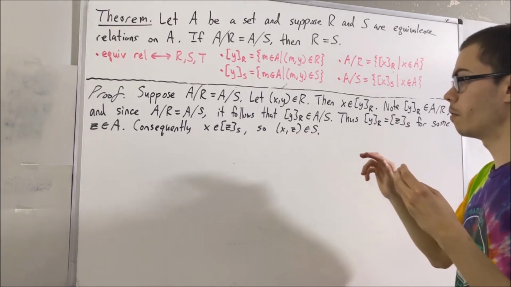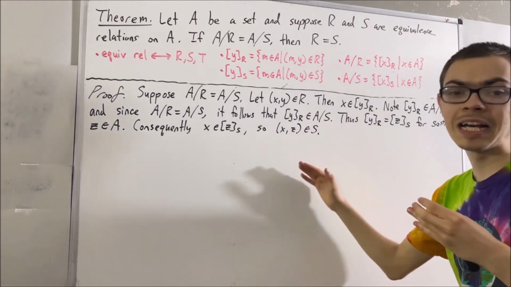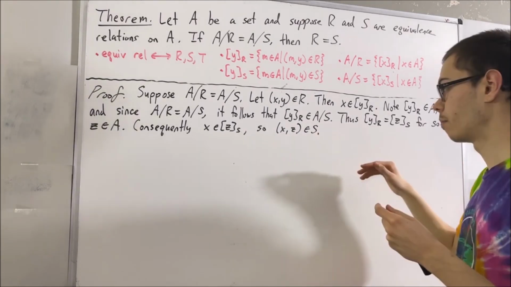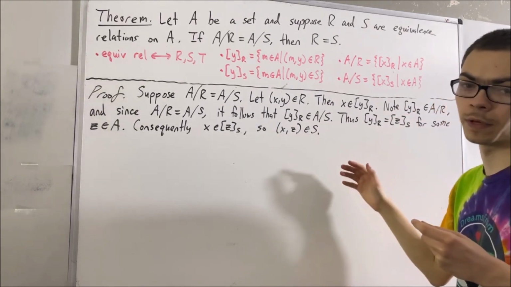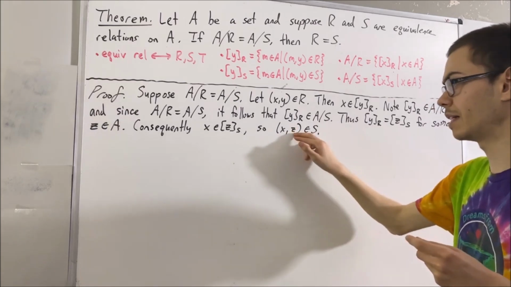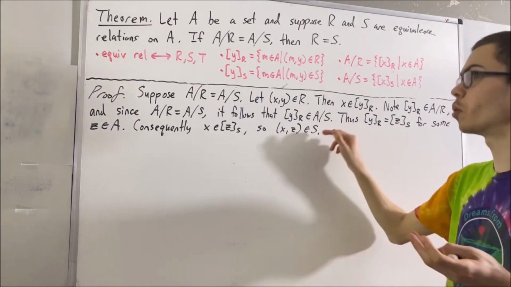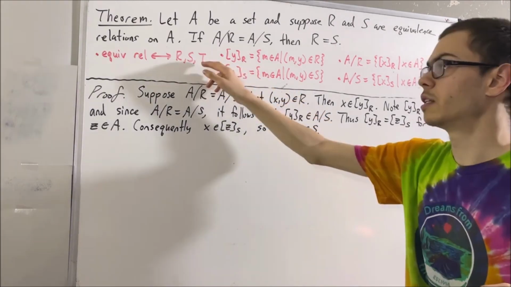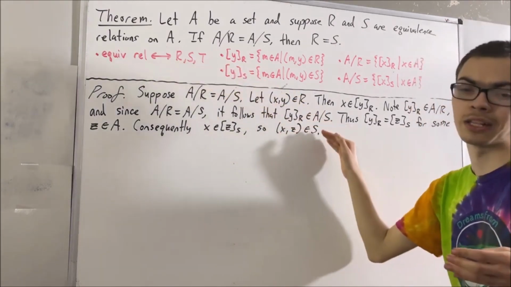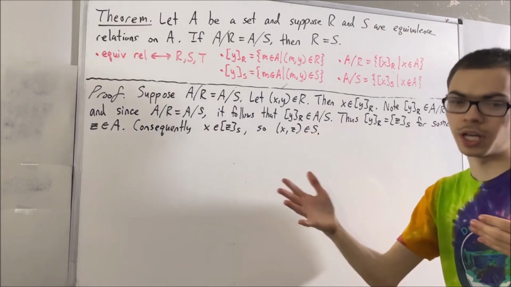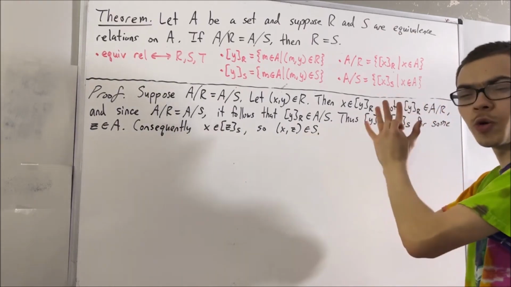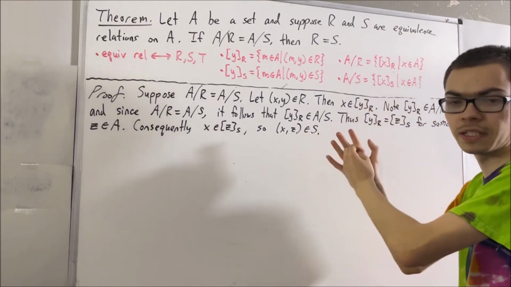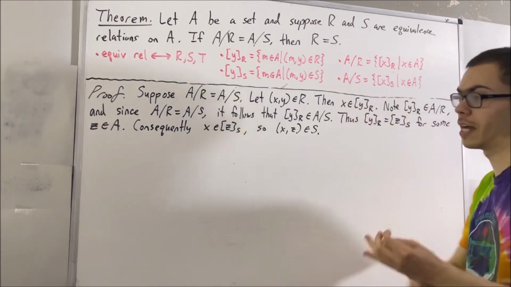Okay, well, what if we could show that z comma y is an element of S? Because if z comma y is an element of S, then we would have x comma z and z comma y, both elements of S. As a result, we could use transitivity to say that x comma y is an element of S, and that's what we want. So let's try showing that z comma y is an element of S. Here's how we can do that.